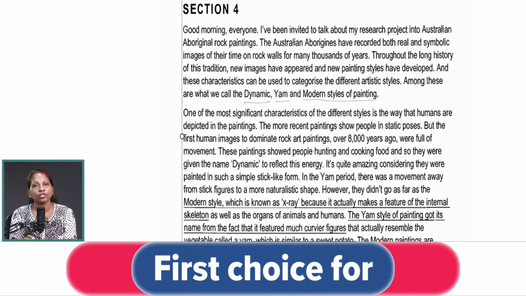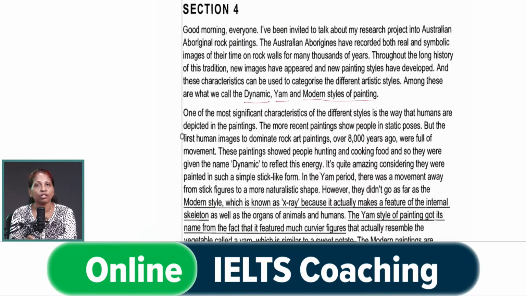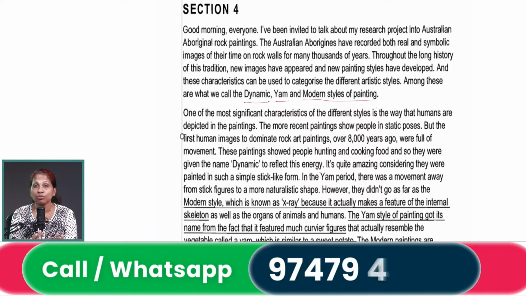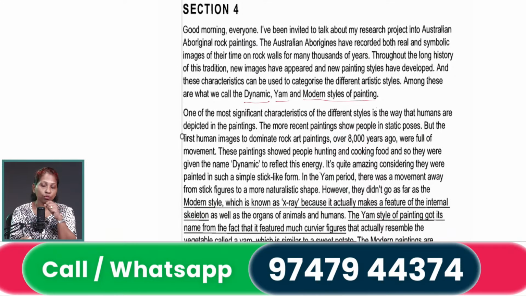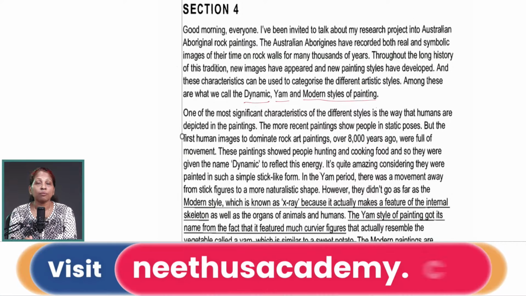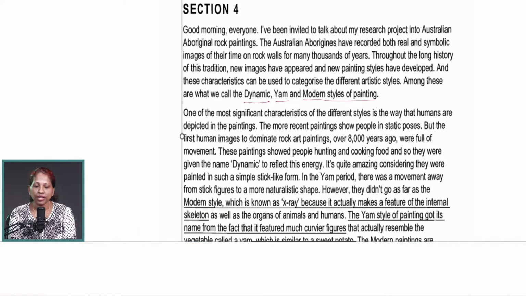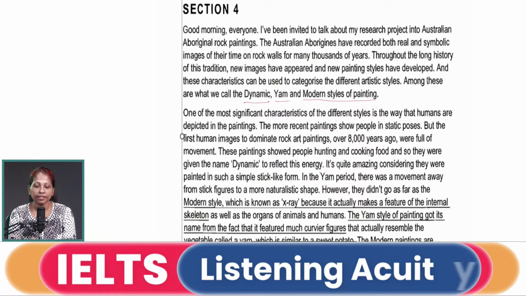So these are actually the options which are mentioned in the beginning of the audio. You can see the rest all is actually a distractor. Connected to that we have no question, but then you cannot lose your focus because we don't know. Now we have the audio script, we are aware of that, but when the audio is played we are not aware of that. So you have to be focused on that. Okay, so we have got the options available: dynamic, yam and modern style paintings.